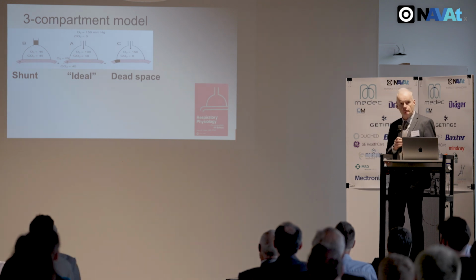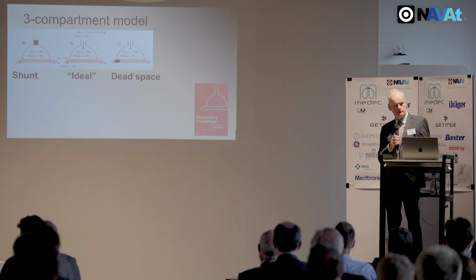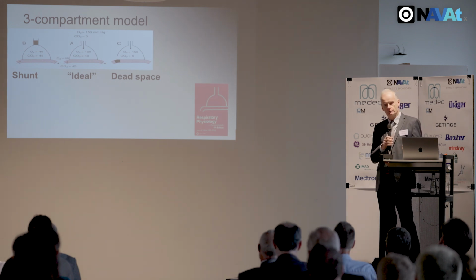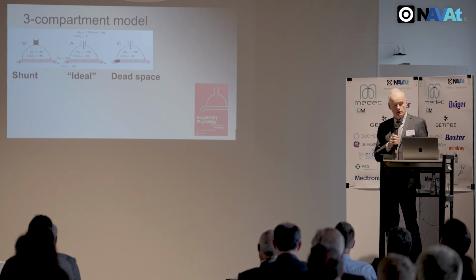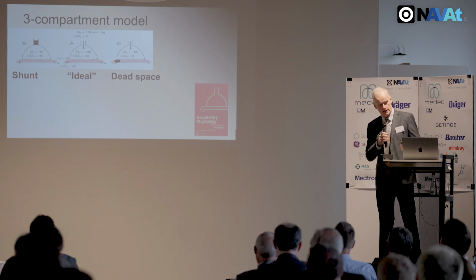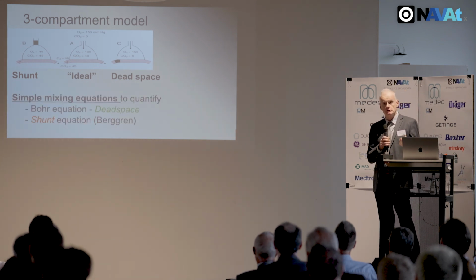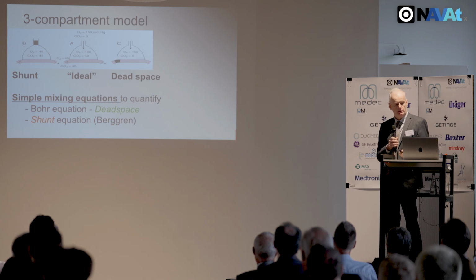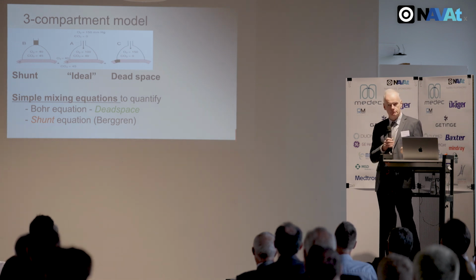This is the one that you get out of West's textbook, and it looks like this. You've got an unperfused compartment, which is dead space. You've got an unventilated compartment, which is shunt, and an ideal compartment in the middle where all the gas exchange occurs for all the gases at the same time. This is the simple model that generates the equations that we're familiar with for measuring shunt and dead space. So the Bohr equation for measuring dead space and the Bergman shunt equation.